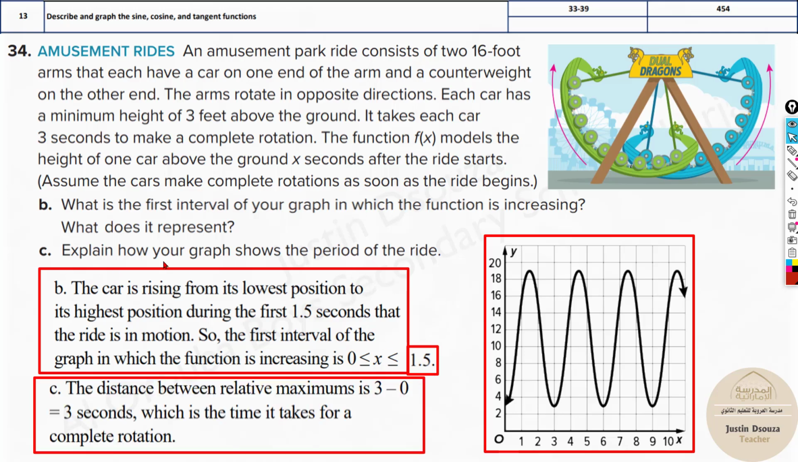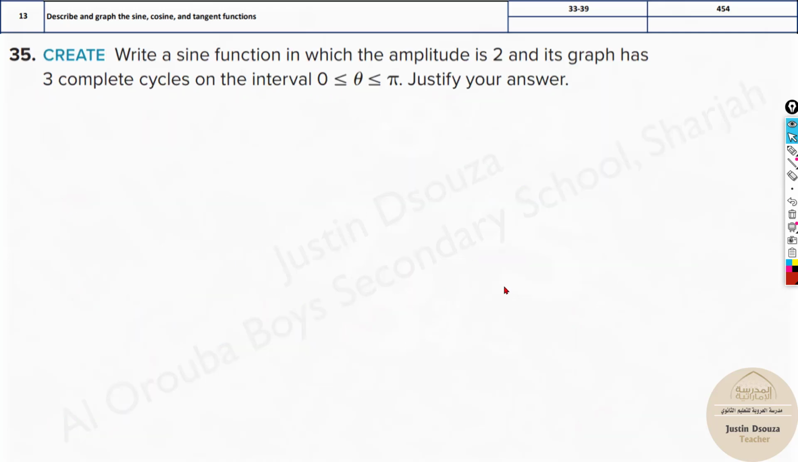The third question is to explain how your graph shows the period of the ride. Period over here is 3, and basically the distance between two maximums or two minimums can be an easy point to find the period rather than the starting point. If it's in the middle, it's very hard, right? You can see the maximum at 1.5. From here 3 more, you'll get one more maximum, or minimum is the same thing. So that's how you do this problem.